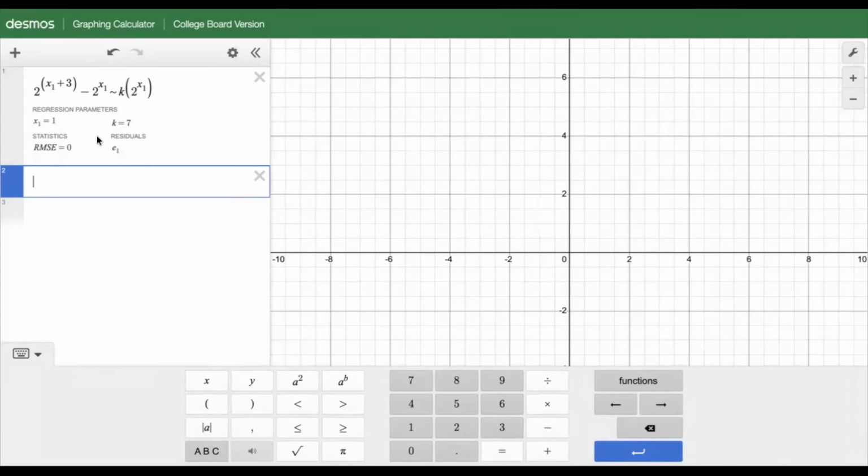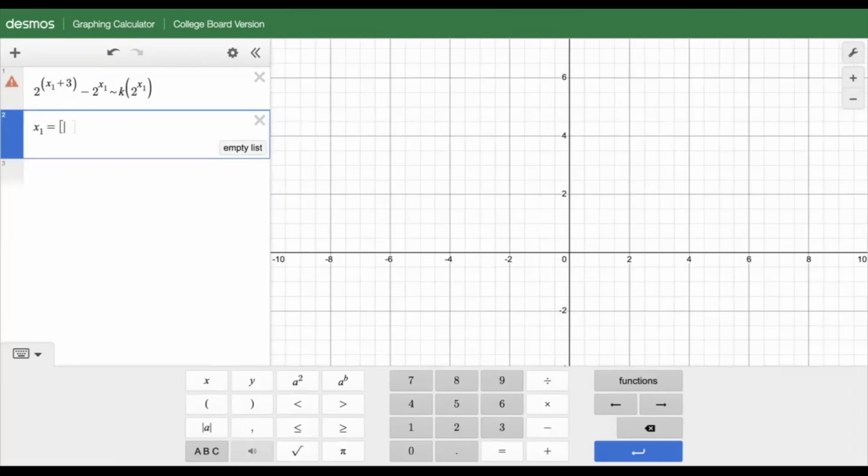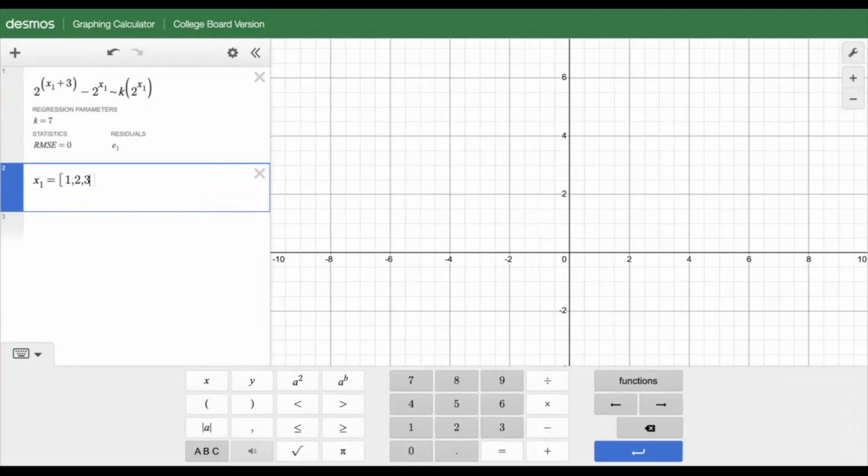But if there were more than one constant, then we could do like x1 equals and we could choose multiple values. But this one, we don't need it, but you just keep getting 7 because that's the answer. So yeah, it's definitely another one where you could use Desmos regression.